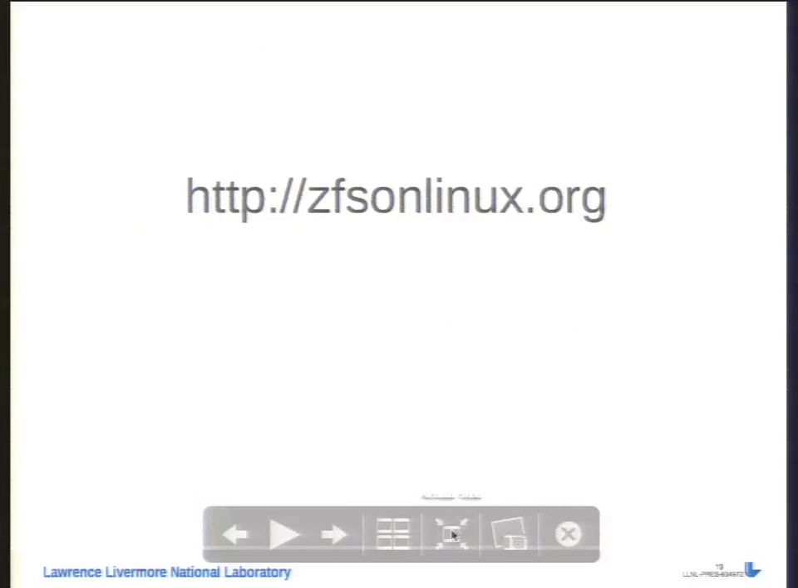And if you want to try out ZFS, there's instructions on ZFS on Linux. There's instructions for using it with Lustre as well. And feel free to talk to myself or to Brian Bellendorf, who did all of the ZFS work. That's all I have. Thank you.